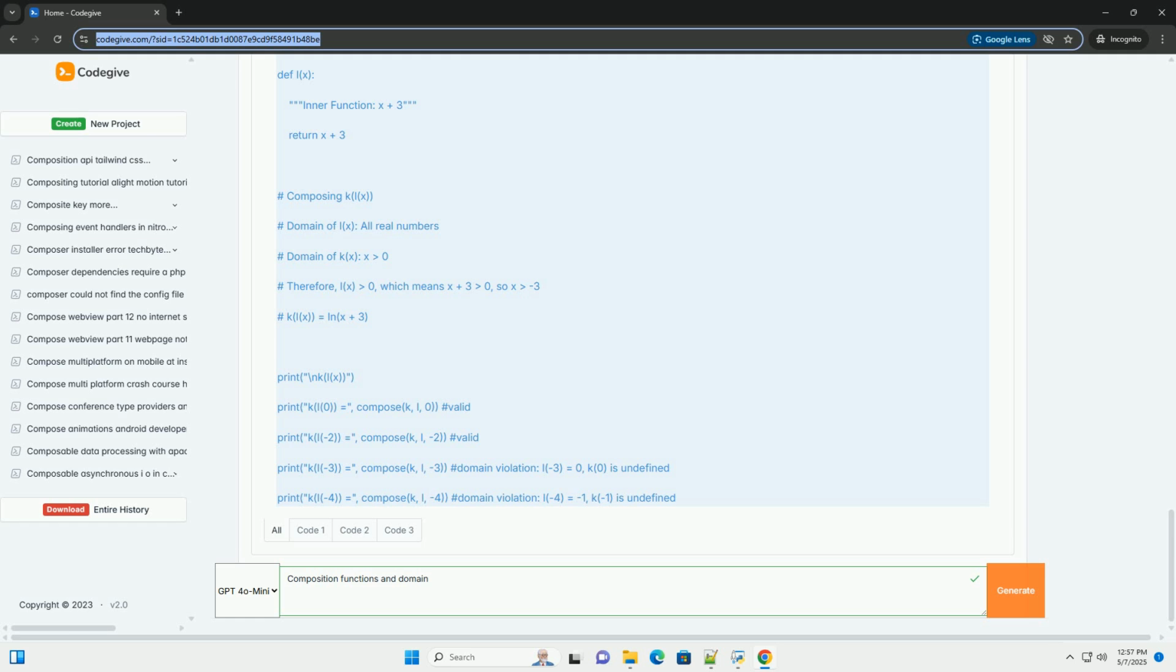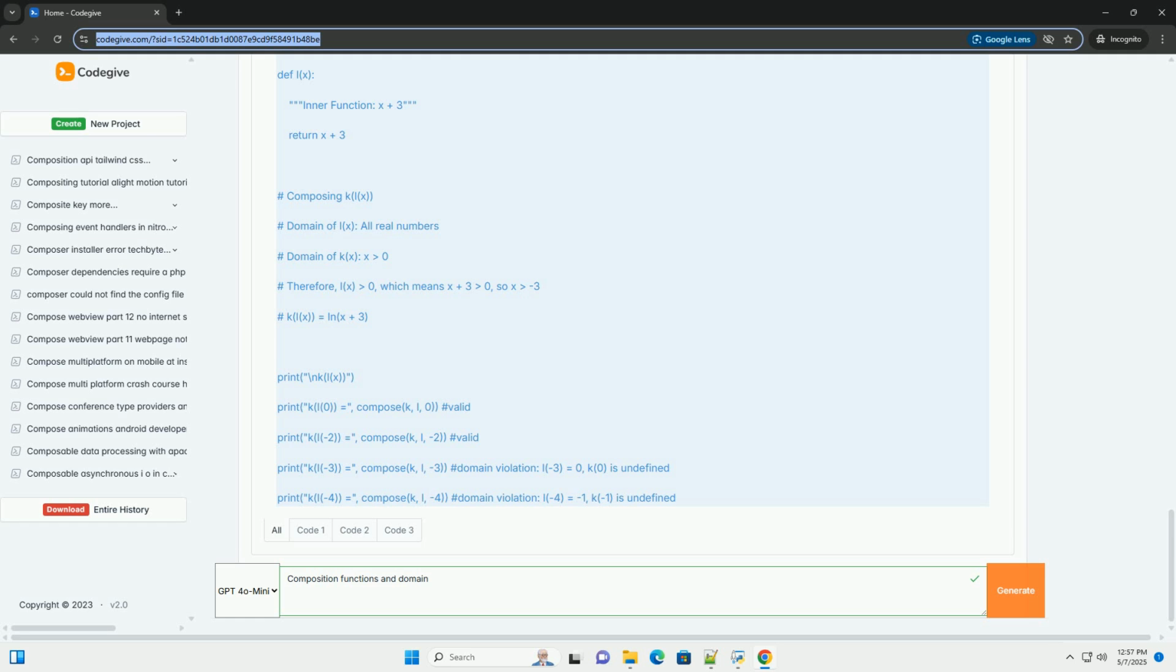Two, the compose(f, g, x) function. This function implements the composition. It first evaluates the inner function g(x), then it evaluates the outer function f(g(x)) only if g(x) is valid, not None. If any function returns None, it signals a domain violation and the compose function also returns None. Three, domain checks. The code demonstrates how to check for domain violations.